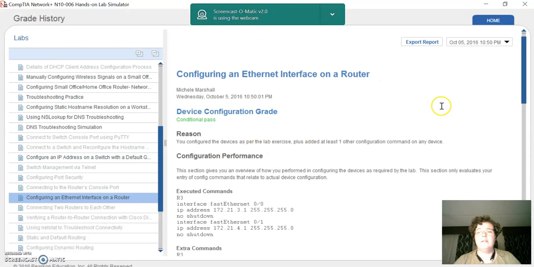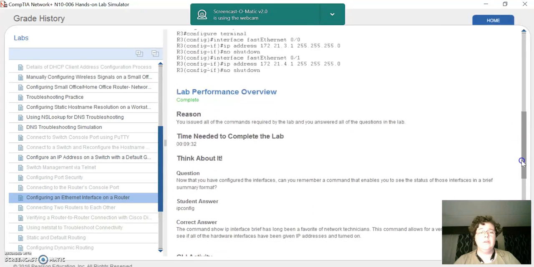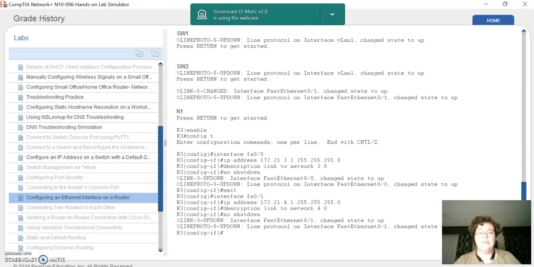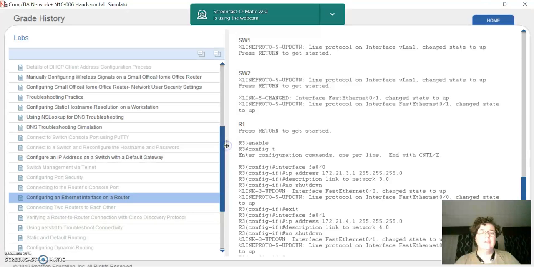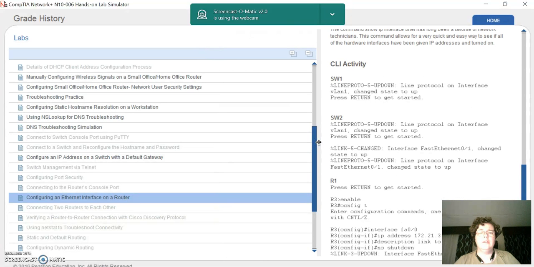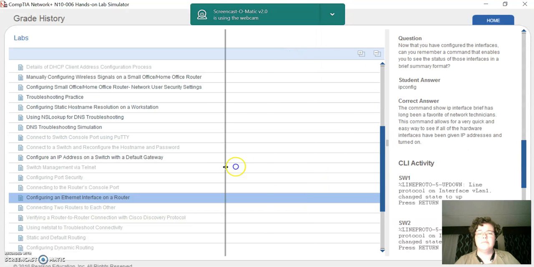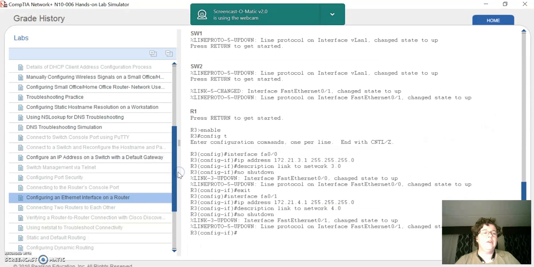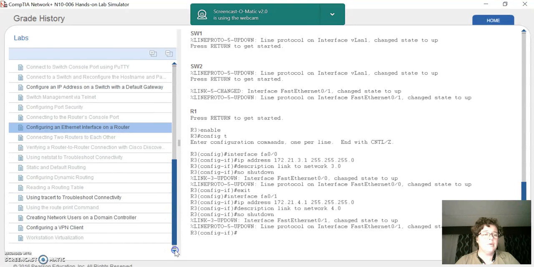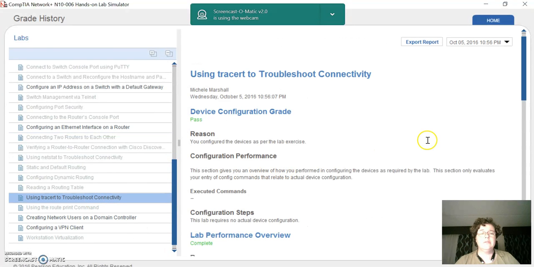Configuring an Ethernet on a router. There's the information there. Okay, so let's go back. Actually, let me do one thing here. Yeah, I was thinking maybe it would show like an actual grade on here, but it's not. It's just making it bigger. All right, so that was everything. Oh no, wait. We had a couple more at the end here. Tracert. This one was a pass.